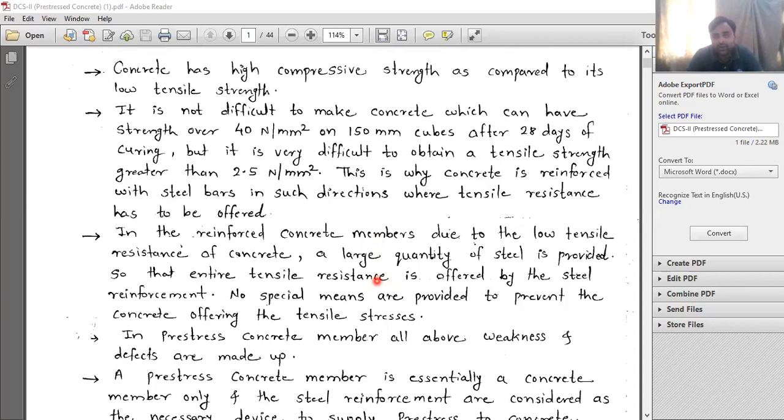Anybody is having any doubt, any difficulty? In the first 3 points? Any doubt is there? Just 1 minute.